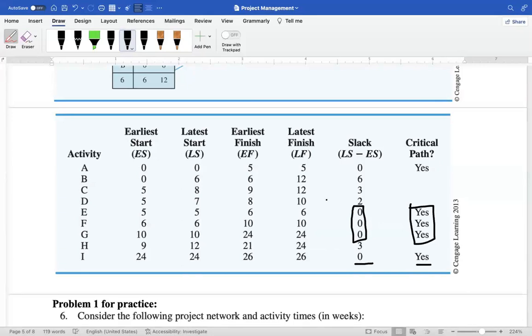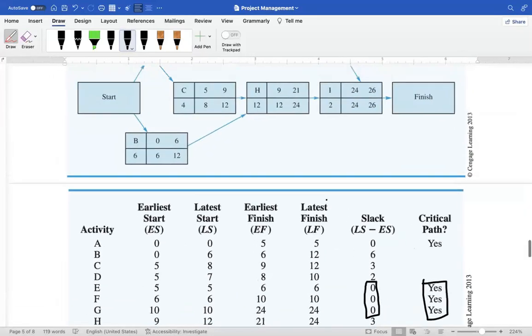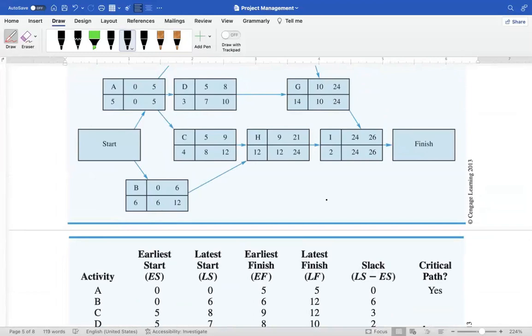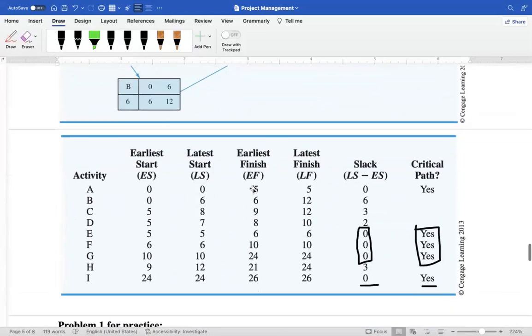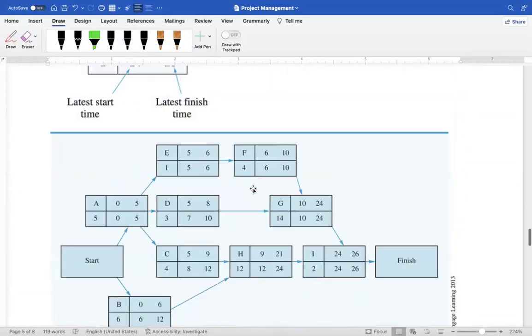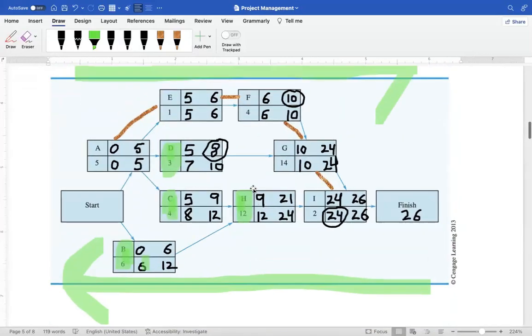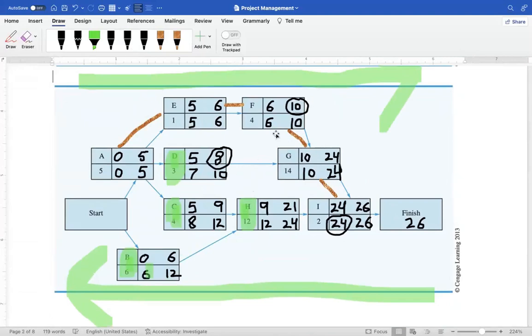So this is the project evaluation review technique, which is a part of project management. And the advantage of this is that we can determine which activities are critical and which activities are not critical. So, for example, in this case, you can delay this activity, which means it's not a critical activity. But on the other hand, E is a critical activity, F is a critical activity, G and I are critical activities.